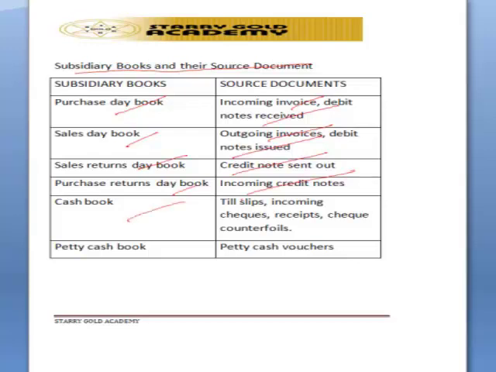Cash book: the source documents are till slips, incoming checks, receipts, and check counterfoils. And for the petty cash book, we have the petty cash voucher as the source document. This is examinable, it is testable in the exam. You must know the source documents for each of the subsidiary books of account.